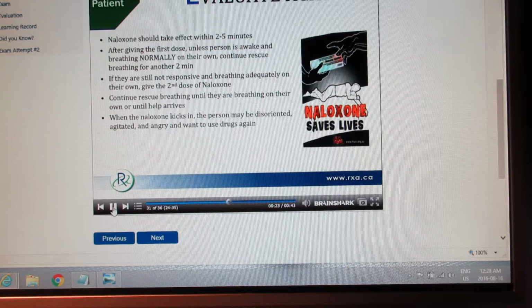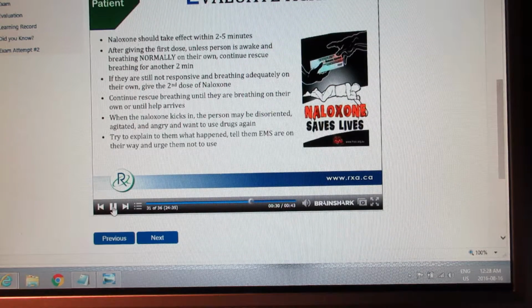And when the naloxone kicks in, the person may be disoriented, agitated, and angry and want to use drugs again. Try to explain to them what happened, tell them EMS is on the way, and urge them not to use. And stay and monitor the person until EMS arrives.